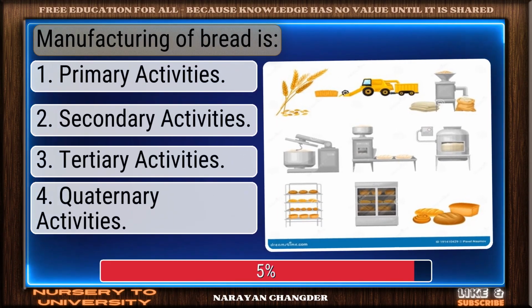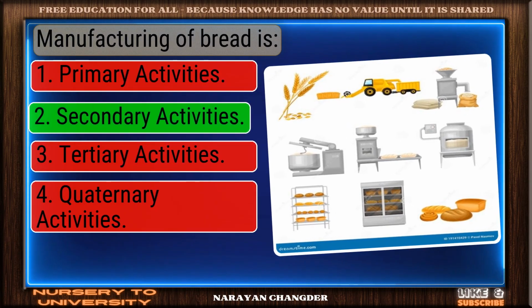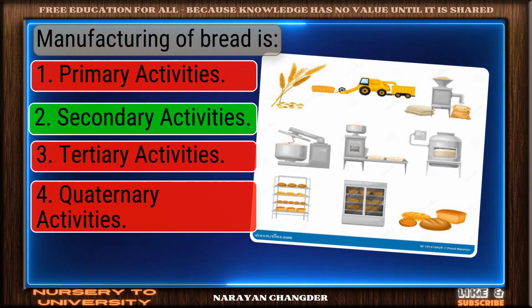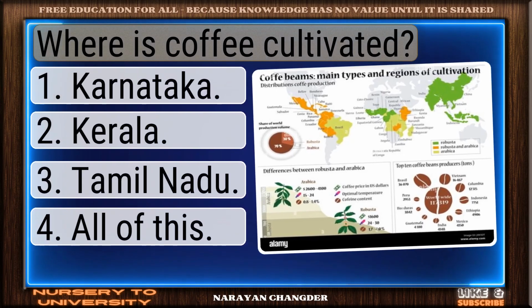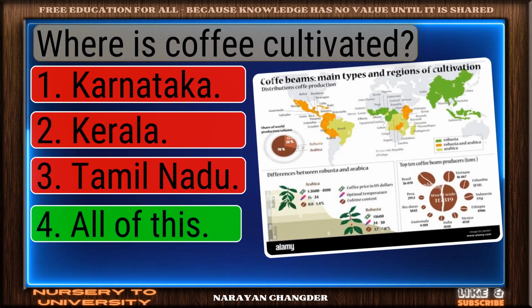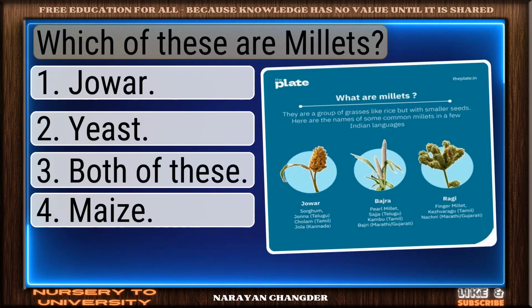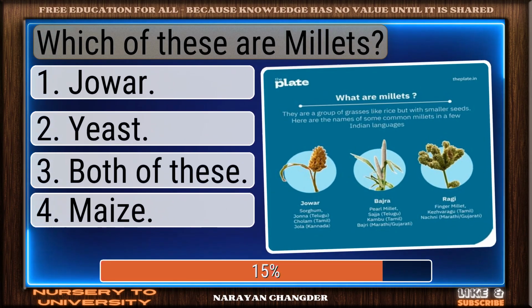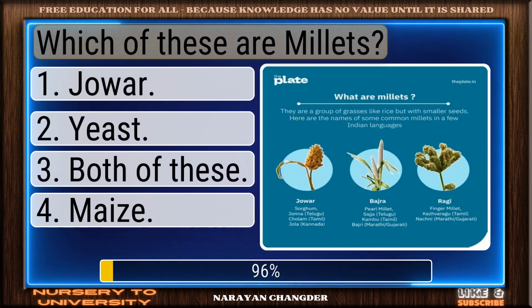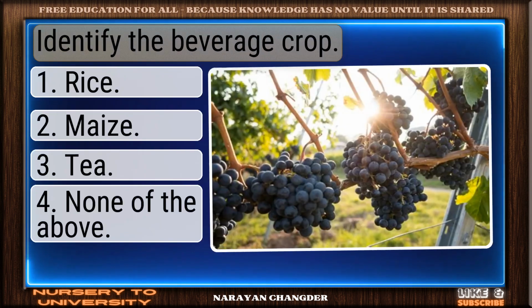Manufacturing of bread is... perfect. Secondary activities is the one. Where is coffee cultivated? Correct response. All of these are accurate. Which of these are millets? Great thinking. Both of these are right.